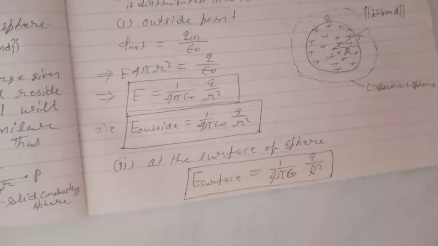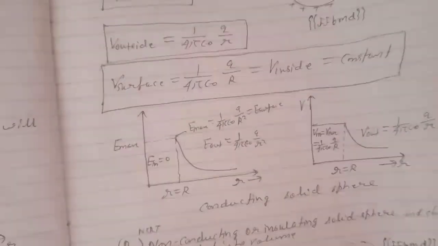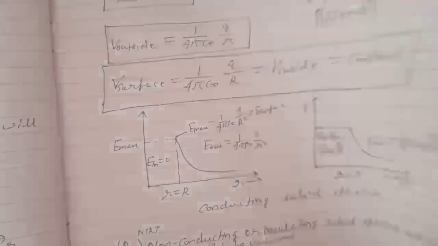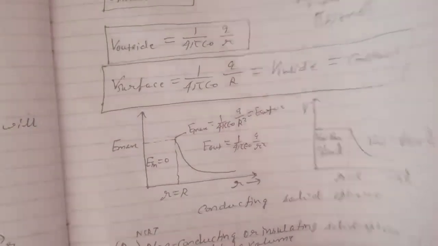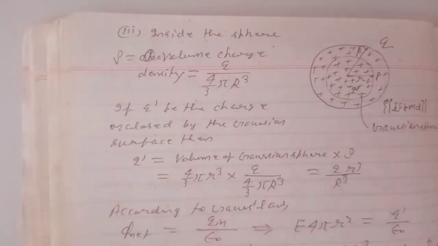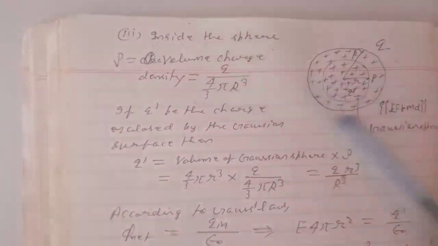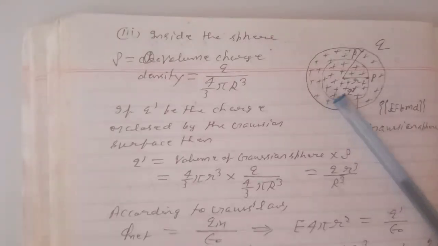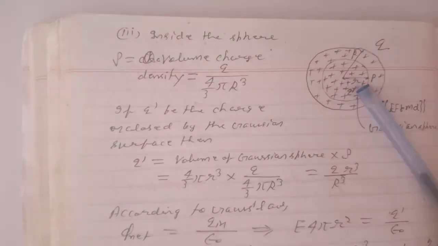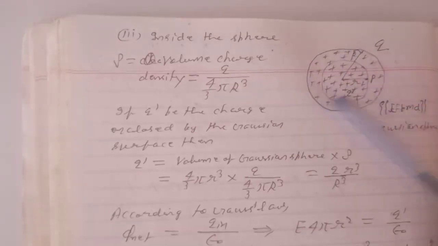Now the next case is inside the solid sphere, the insulating solid sphere. Here the situation will be different. The third case is inside the sphere. Because charge is distributed uniformly through the whole volume of the sphere, for an inside point we have to take a Gaussian sphere at a distance r to calculate the electric field at a point P. So this is a Gaussian sphere.